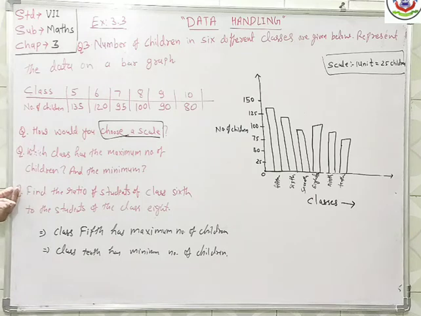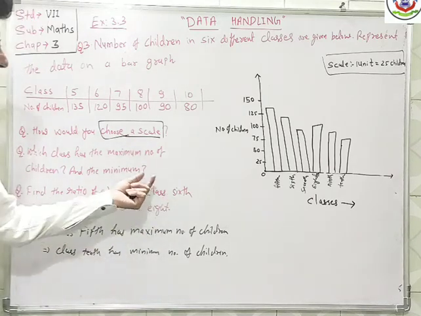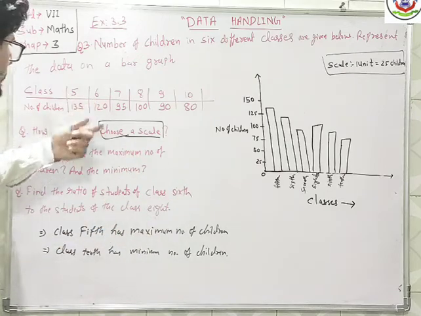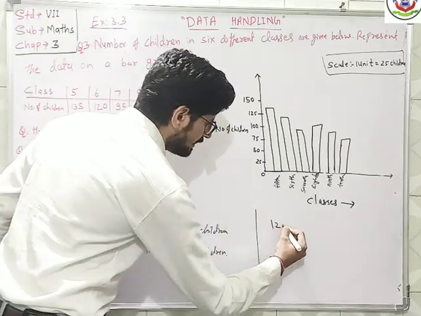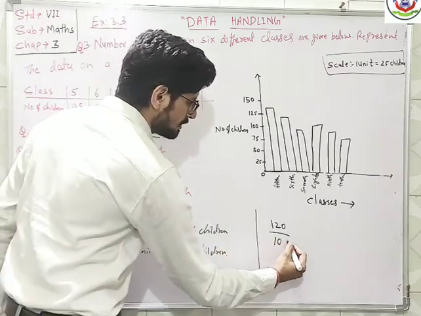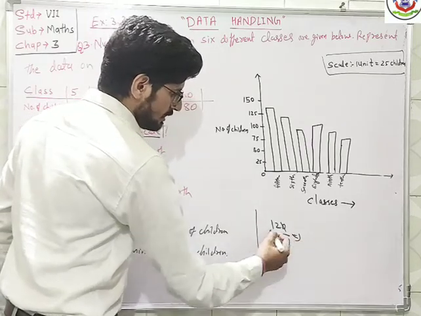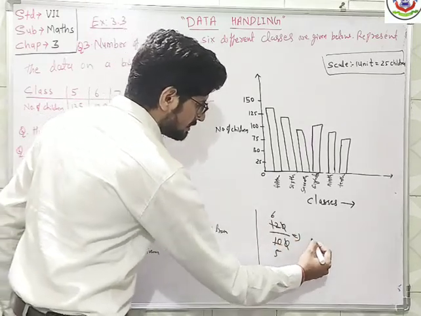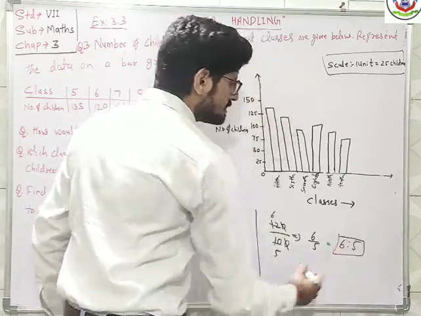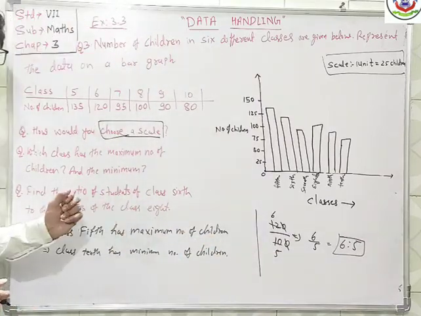Then the last question is, find the ratio of the students of class 6 to the students of class 8. Class 6 and class 8 ke students ka aapko ratio nikalna hai. So class 6 mein kitne students hain? 120. And in class 8 we have 100 children. So 0 se 0 cancel out. Then 2 6s are 12 and 2 5s are 10. So we have 6 by 5, that is 6:5. The ratio is 6:5. Kiska ratio aaya? Class 6 and class 8 ke students ka.